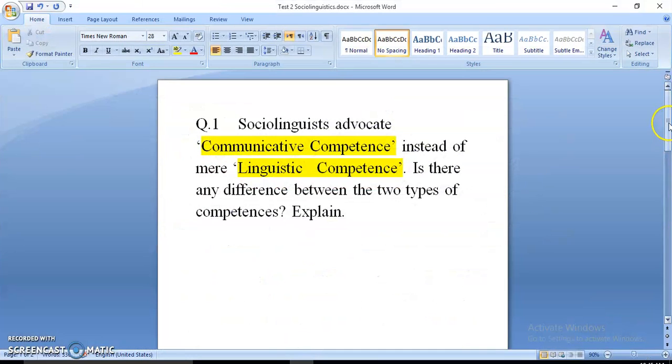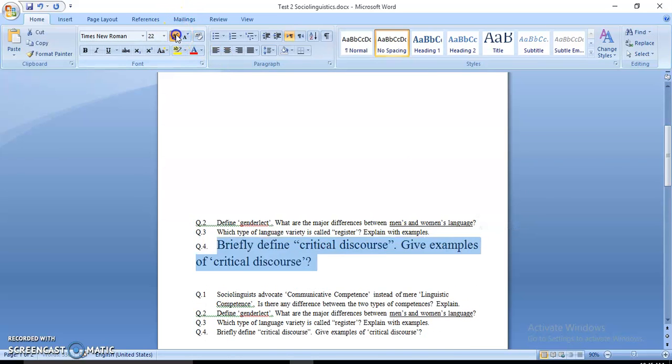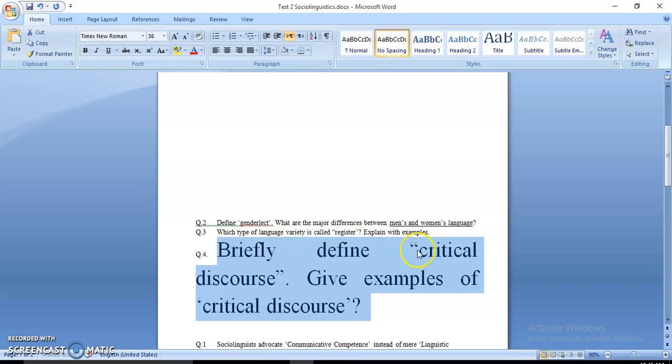Let's say here was another question in a test recently conducted: briefly define critical discourse, give examples of critical discourse. Now here you need to find out what the examiner wants from the students. So accordingly you need to put your answer into your answer script.